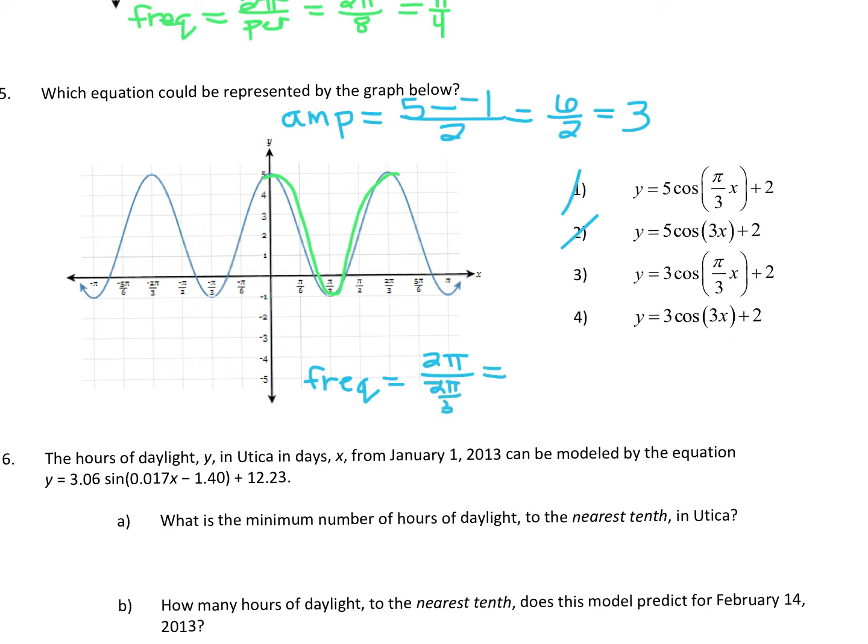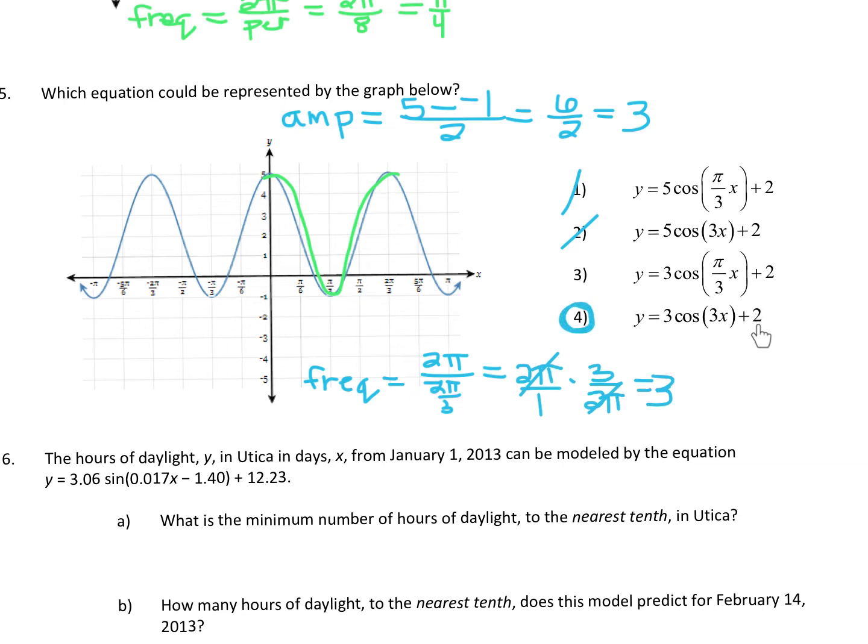Okay, so we're going to keep, change, flip, which is the same as just multiplying by the reciprocal. So we're going to have 2 pi times 3 over 2 pi. If we put this over 1, the 2 pi on top cancels with the 2 pi on the bottom, leaving us with 3. So our frequency is 3, which matches up with choice 4 right here.